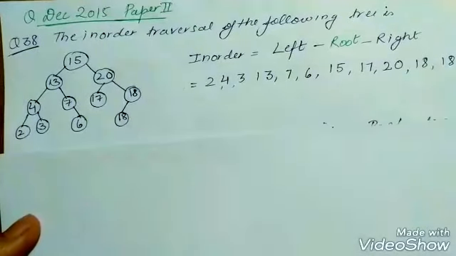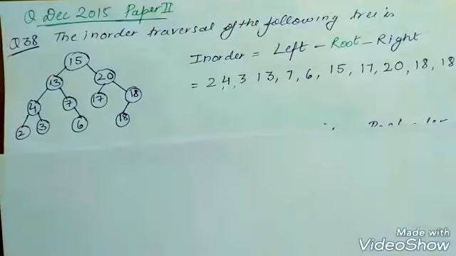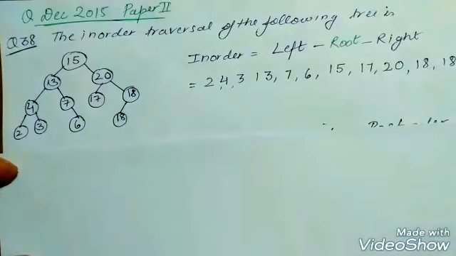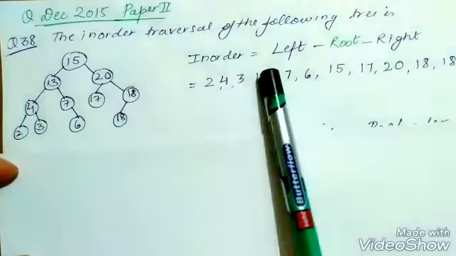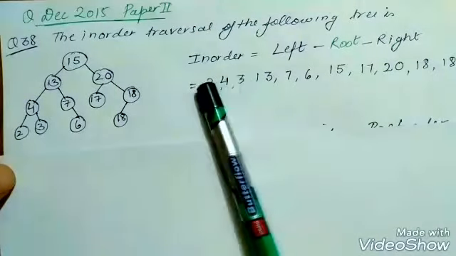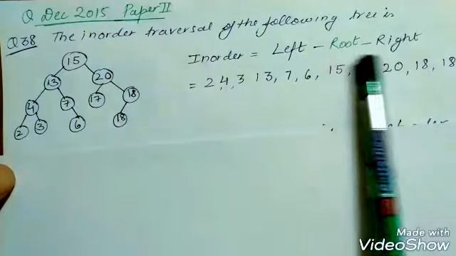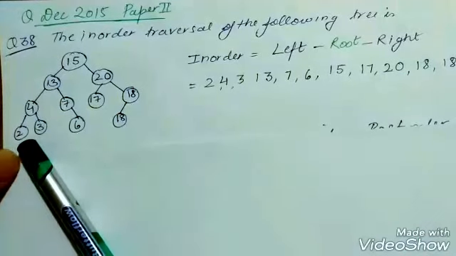Here we have one question which was asked in the December 2015 paper 2. The question number is 38, and it says the in-order traversal for the following tree is. Here a tree has been given to you and you have been asked to find out the in-order for this tree. So how can you do that? You know that in in-order we traverse the left node, then root, and then right node. Fine. So to begin, we will take the left.